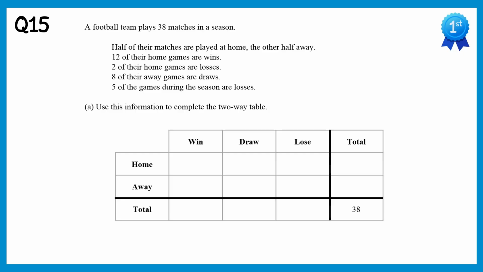In this question, we're told that half of the matches are played at home and the other half away. So if we take the total games, 38, and divide it by 2, we find out there were 19 home and 19 away games, so we can add this to the table.